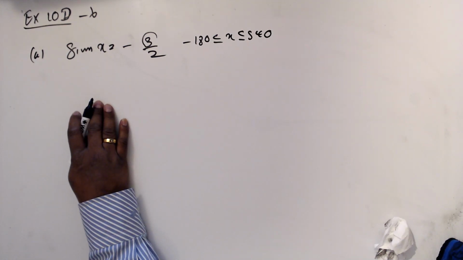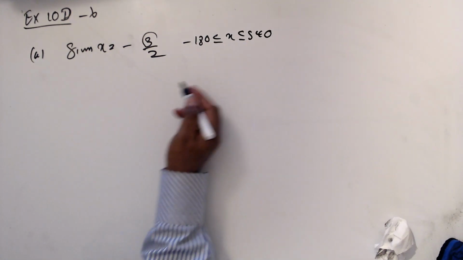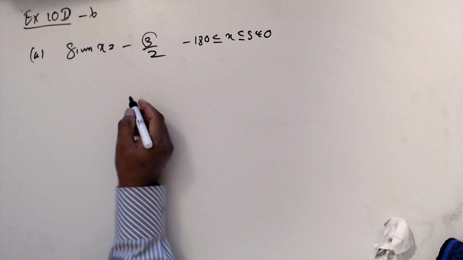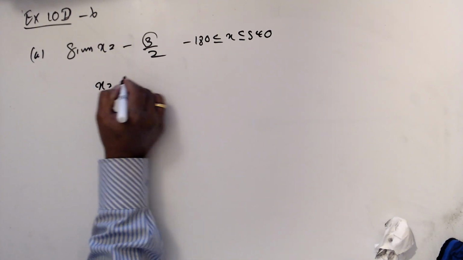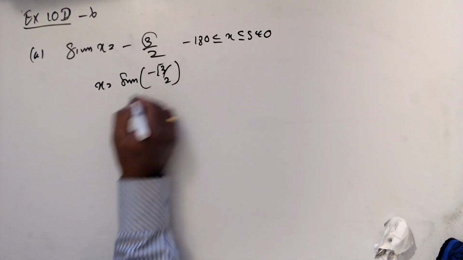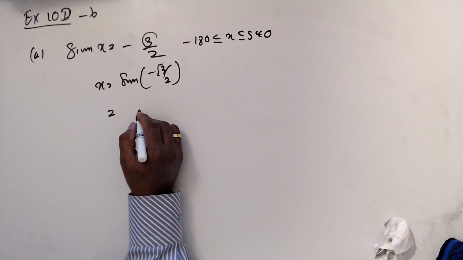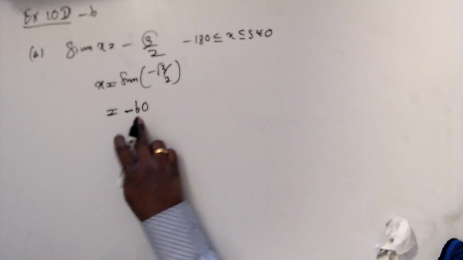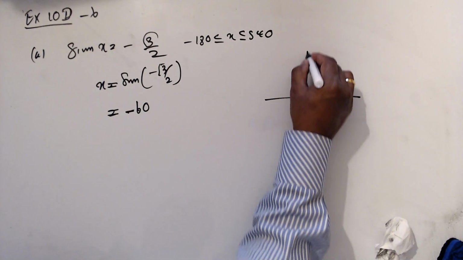Number 6, only this we have a different range, that's all basically. x equals sine inverse of minus square root 3 over 2. We got an acute angle, we'll start with this.